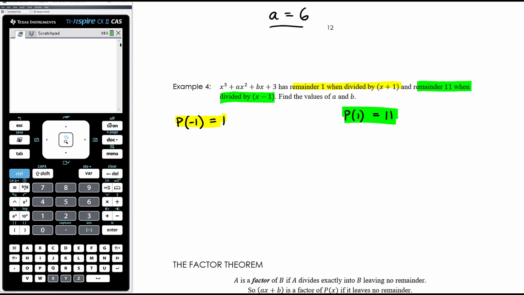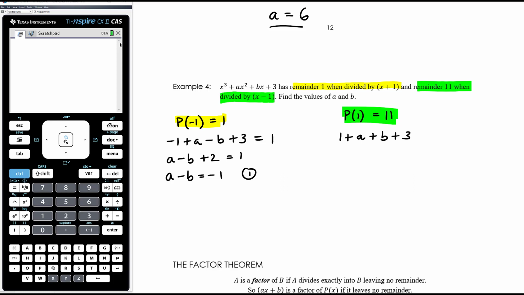So p of negative 1, negative 1 cubed is negative 1, plus a times negative 1 squared, so it's just a times 1, minus b, and plus 3 equals 1. So let's just tidy this one up. That's a minus b plus 2 equals 1. So it's a minus b equals negative 1. There's equation 1. And then equation 2, we sub 1 into the polynomial. That's 1 plus a plus b plus 3. That has to equal 11. So we get a plus b plus 4 is 11. So a plus b is 7. There's equation 2.